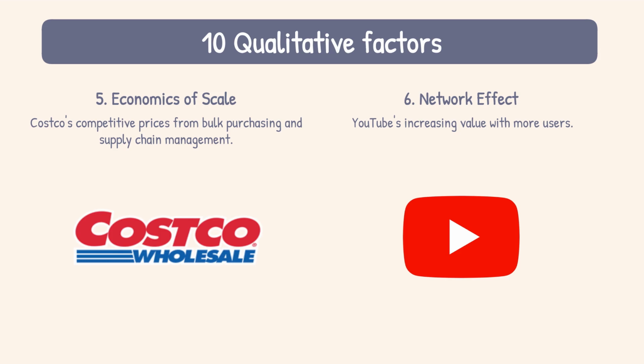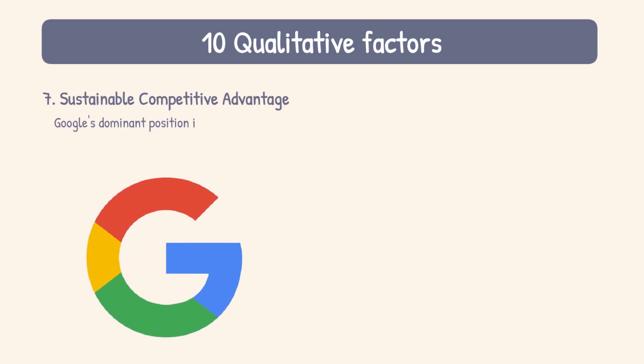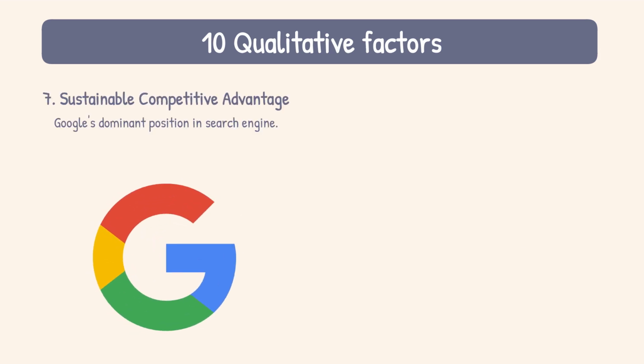It can create a competitive advantage that is difficult for competitors to replicate and move all the users. YouTube is a good example of the network effect. More users bring more content creators, and with more content, it becomes more valuable to all users. Sustainable competitive advantage. Businesses with a sustainable competitive advantage can maintain their market position over the long term. Google's dominance in the search engine.